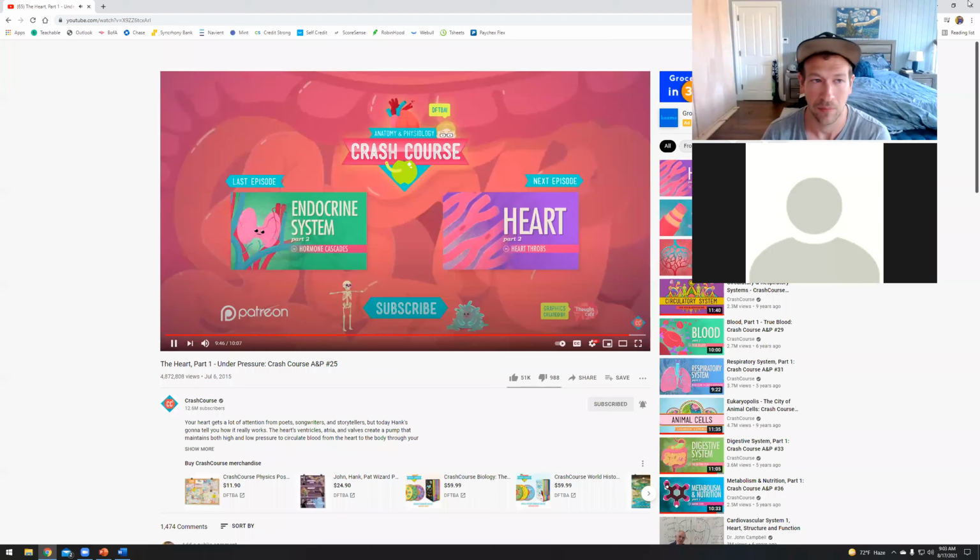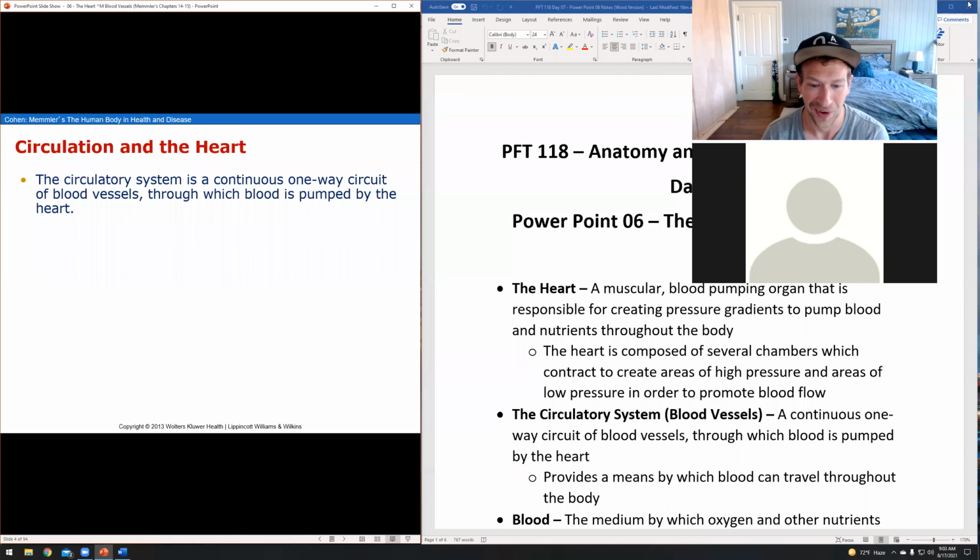So that is a kind of brief overview of our cardiovascular system. It's pretty complicated. There's a lot of moving parts there, a lot of labeling that needs to happen. And so that's what we're going to go over today.